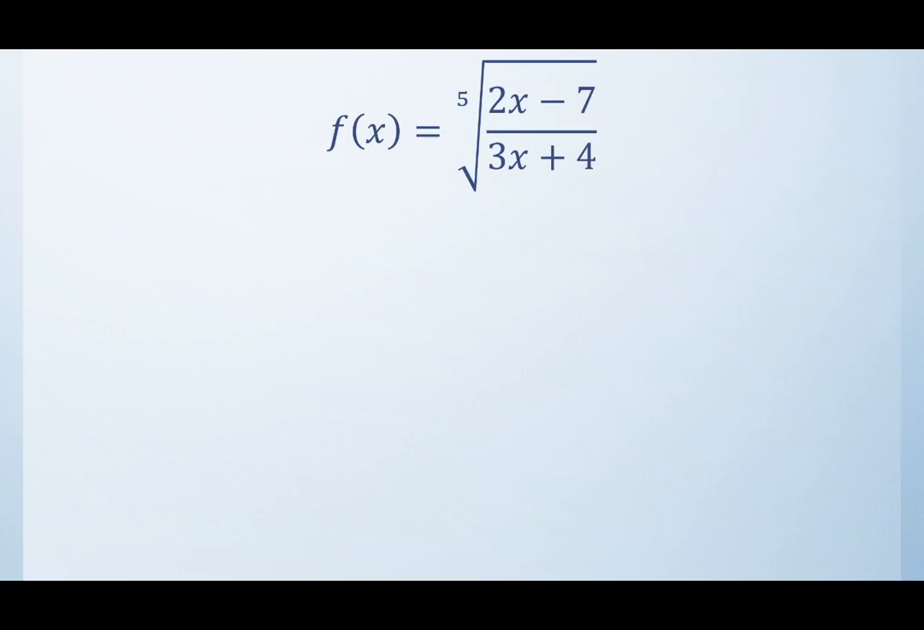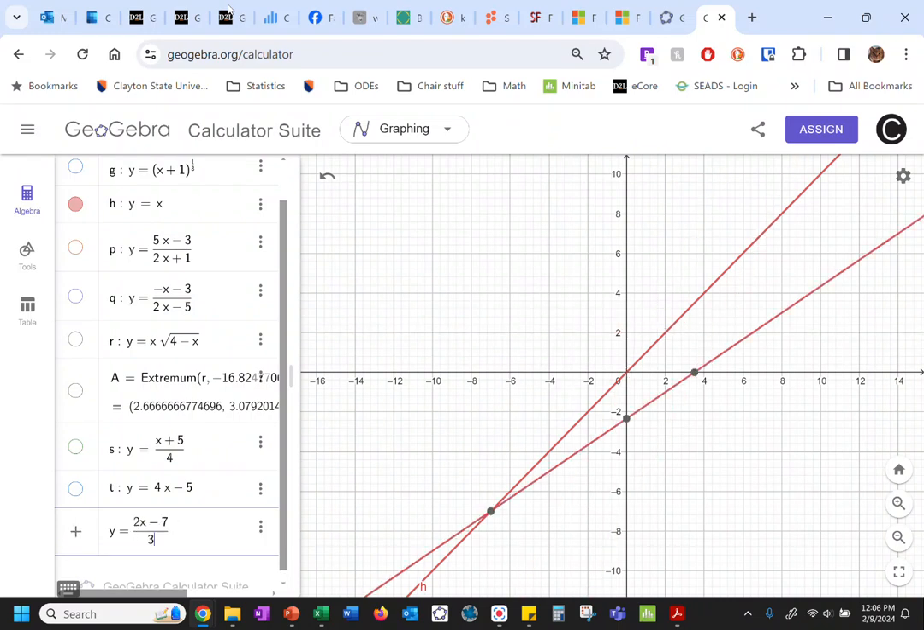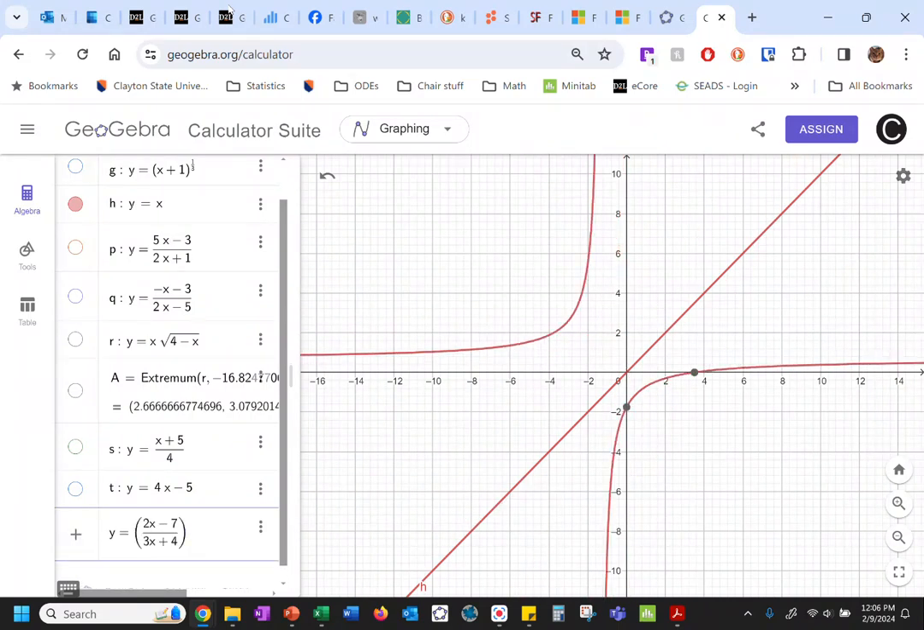Okay, so we're going to look at this one. It looks intimidating. We have f of x. Thankfully for this one, we are asking a couple of different things. Is the function 1-to-1? We look at this and we say, let's graph it. So we've got y equals 2x minus 7 over 3x plus 4, all raised to the 1/5 power.